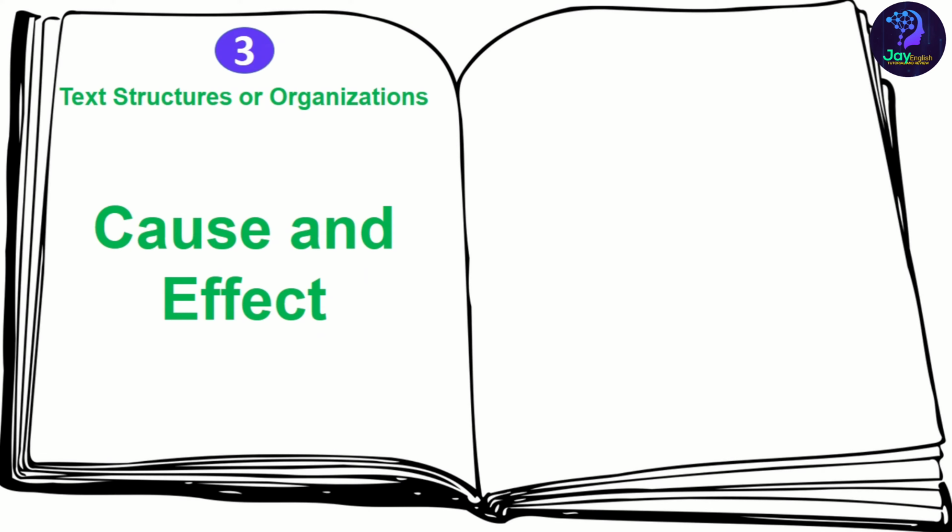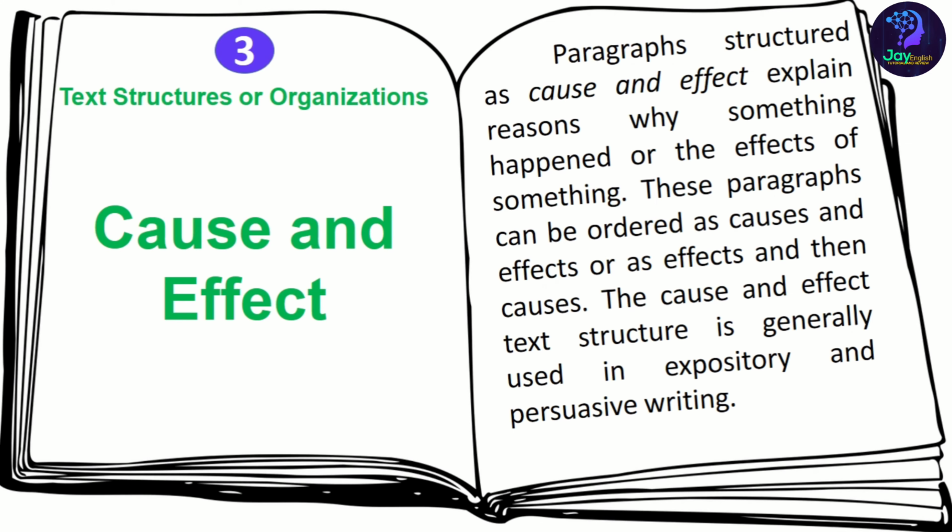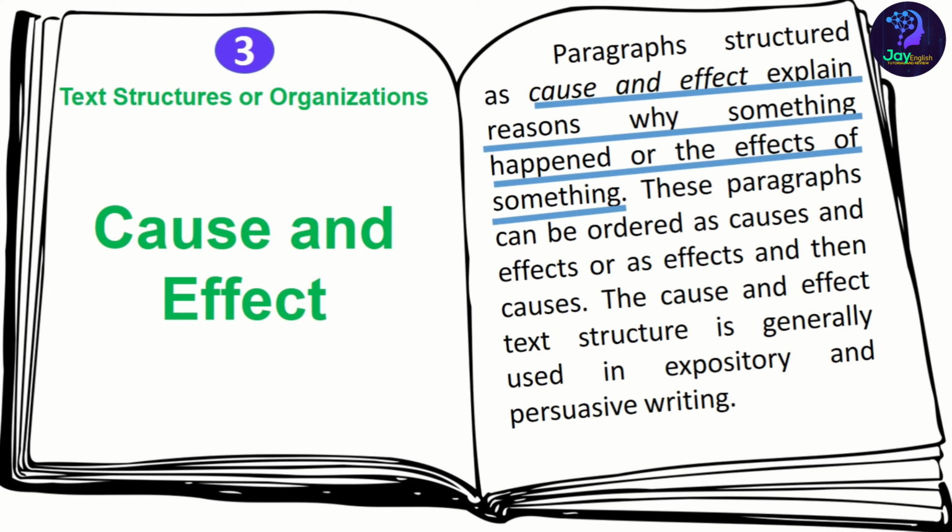Let's go now to the third text structure, which is cause and effect. Paragraphs structured as cause and effect explain reasons why something happened or the effects of something. These paragraphs can be ordered as causes and effects or as effects and then causes. The cause and effect text structure is generally used in expository and persuasive writing.